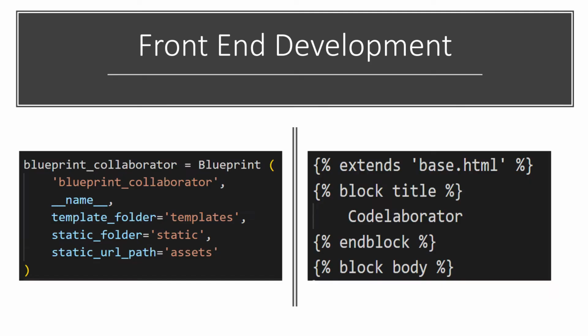So this is just some of the front-end development I was talking about. On the left, I have a blueprint for the collaborator page. This basically has all the details needed for that blueprint to function correctly, specifically the folder that blueprint is held in, and then any assets that that blueprint can use. On the right, this is an example of Jinja's template inheritance, where we're basically saying that this page is inheriting from the base .html page. Then we're inserting the word collaborator into the title of that page.